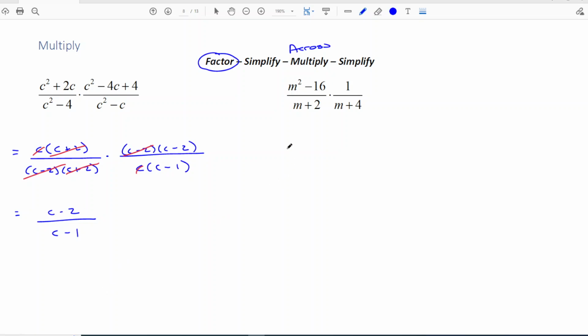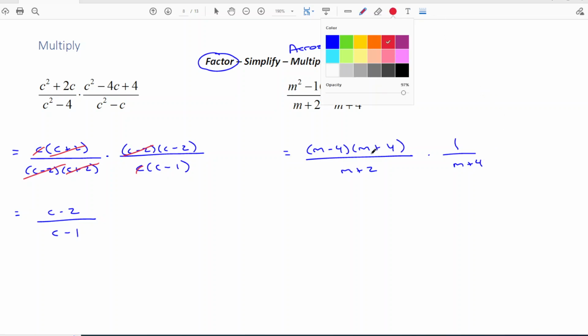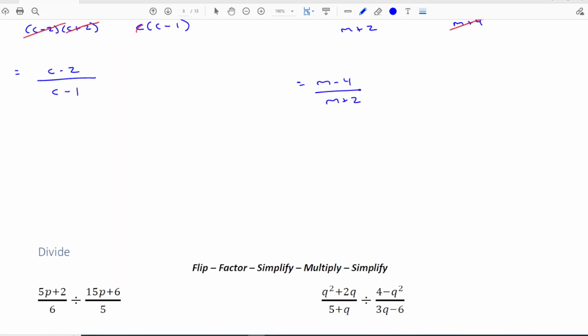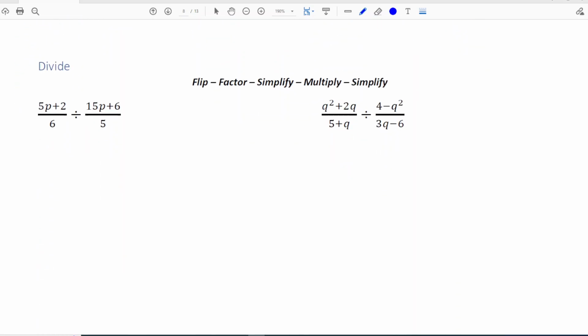All right, pause the video, maybe give this one a go. So for this one, we just have a difference of squares in the numerator. And then in my denominator, I have an m plus 2 times 1 over m plus 4. This one is far less satisfying. So we could just simplify the m plus 4s, and we would be left with m minus 4 over m plus 2. Awesome.